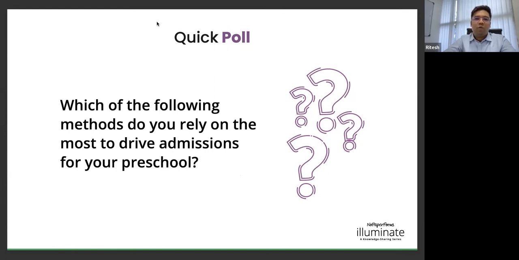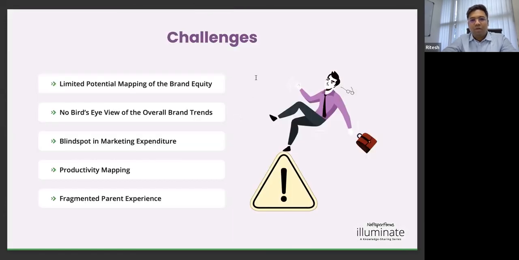So now we'll quickly move to our next slide. So Rohit, this is really going to be exciting. What are the challenges? Of course, now we were able to communicate to our audience. Now it is very important for us to make them understand how these challenges exist in their current business ecosystem. So over to you.